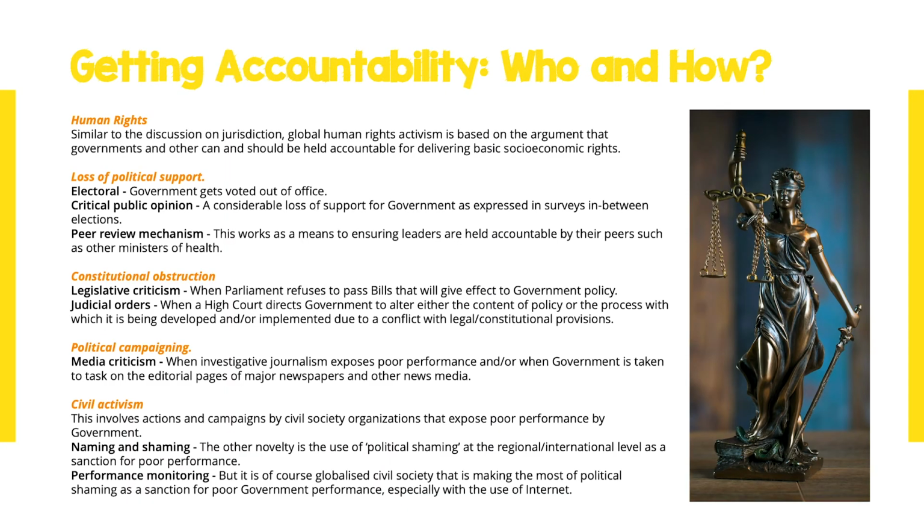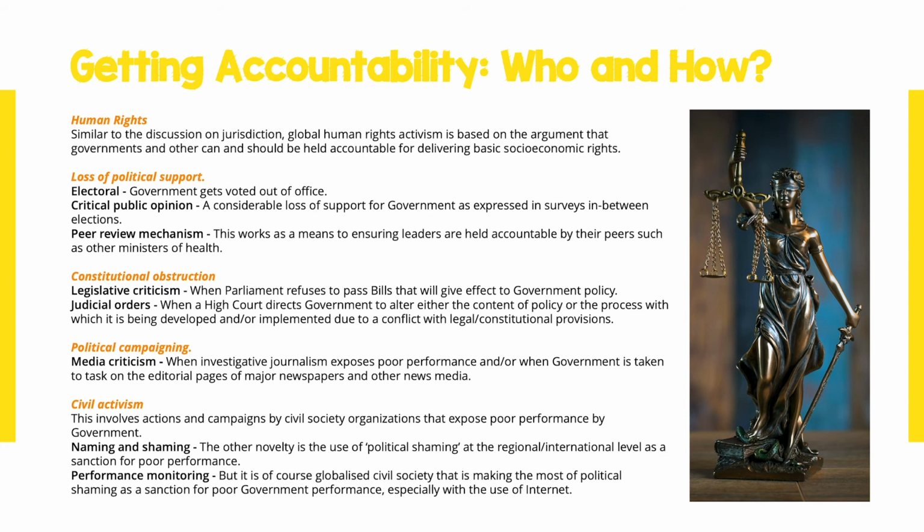Similar to the discussions on jurisdiction, global human rights activism is based on the argument that governments and others can and should be held accountable for delivering basic social-economic rights. In terms of loss of political support, governments can be voted out of office through the electoral system. We have what we call critical public opinion, where considerable loss of support for government is expressed in surveys in between elections, or what we call peer review mechanisms. This works as a means to ensuring leaders are held accountable by their peers, such as ministers of health.